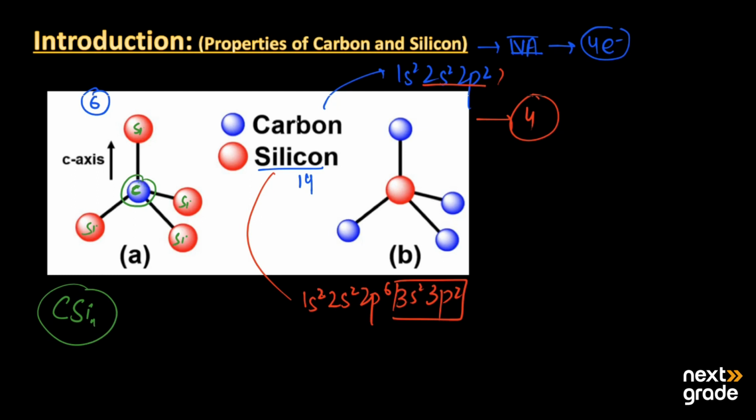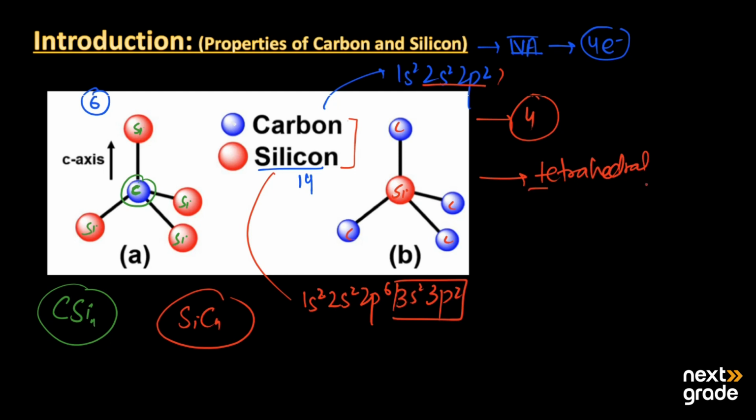On the other hand, here you can see that this is the silicon, and there are the 4 carbon atoms attached to it. So the structure we have is SiC4, silicon carbide. In this way, carbon and silicon can also make bonds with one another. That structure we call the tetrahedral structure, as both have a valency of 4, so they can make 4 bonds with one another to make a stable structure.